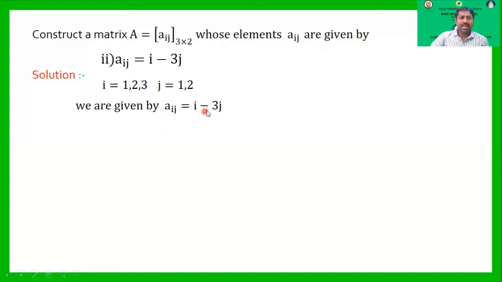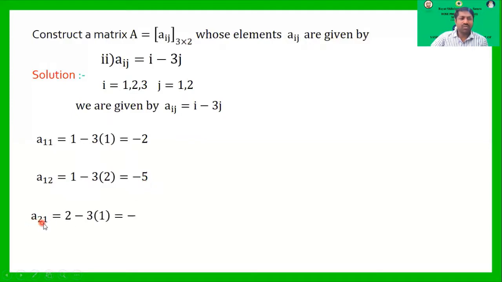We are given a_ij = i minus 3j. A11: here i is replaced by 1 and j by 1, so 1 minus 3 into 1, that is minus 2. A12: again 1 minus 3 into 2, 1 minus 6, that is minus 5. A21: i replaced by 2 and j by 1, so 2 minus 3, minus 1. A22: 2 minus 3 into 2, 2 minus 6, minus 4.